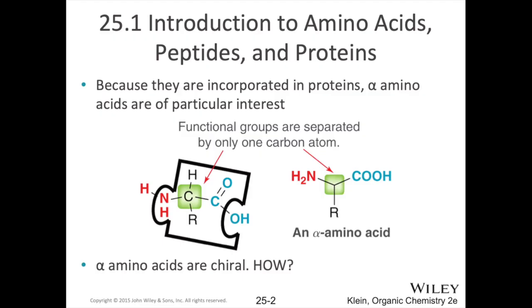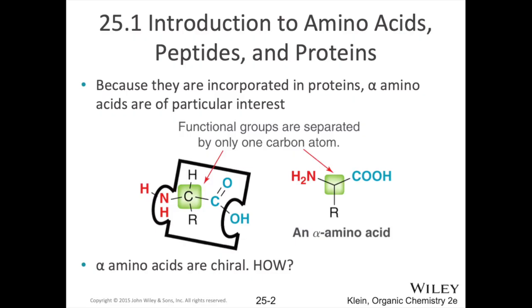So, amino acids, as the name suggests, have an amine group and a carboxylic acid group. Now, we're specifically looking at alpha amino acids. Those are the key ones that we use for building proteins. They're so called because both the amine and the carboxylic acid are attached to the same carbon. In other words, they're both at the alpha position. That carbon also has a hydrogen and another group attached to it. So note that we have four different groups attached to that carbon, and so that is a chiral carbon.